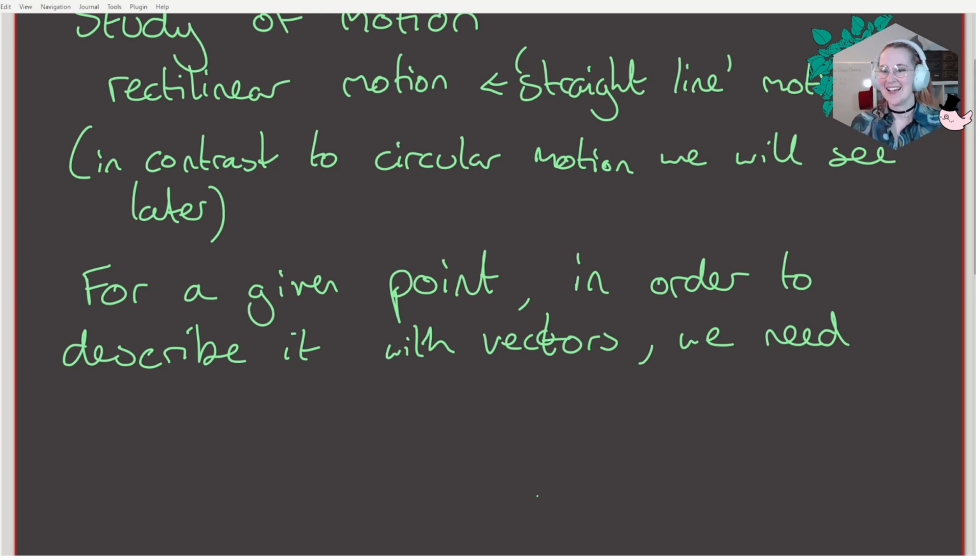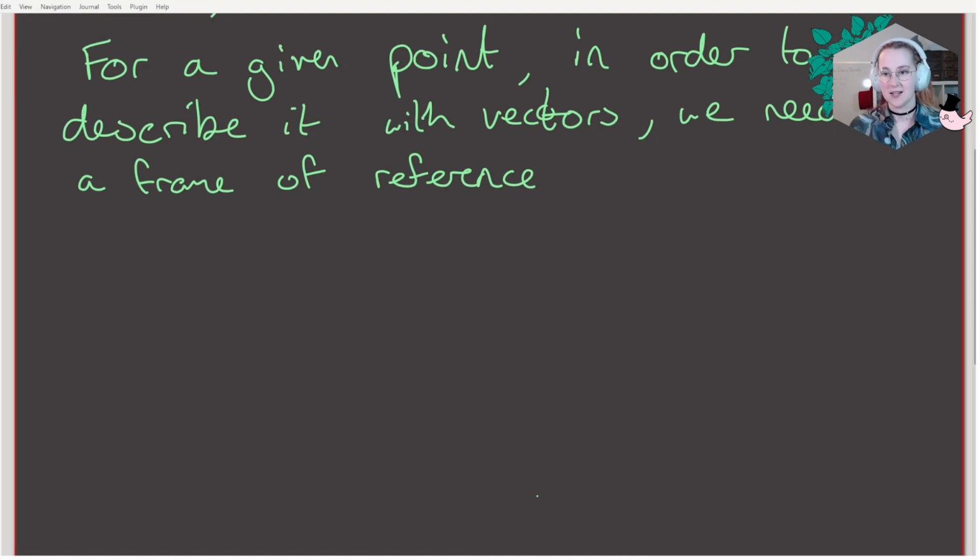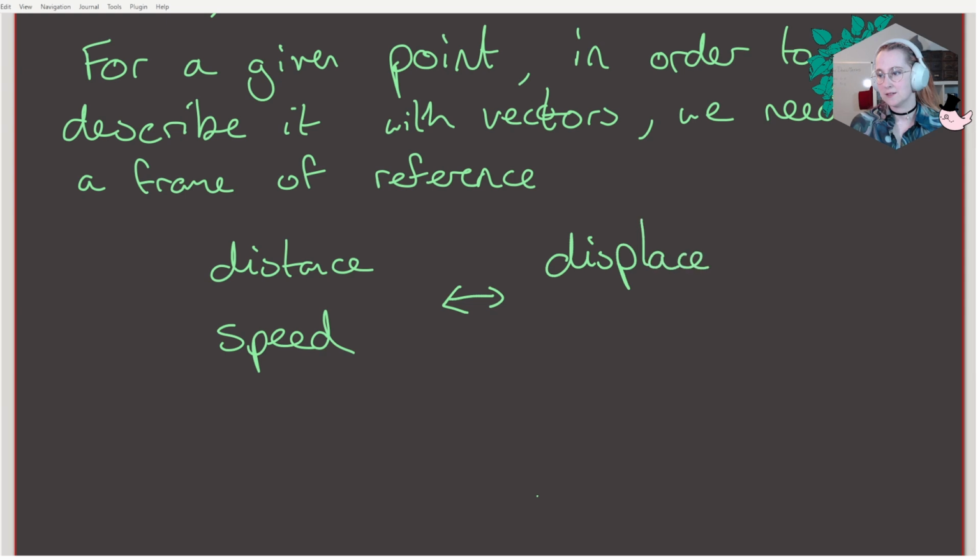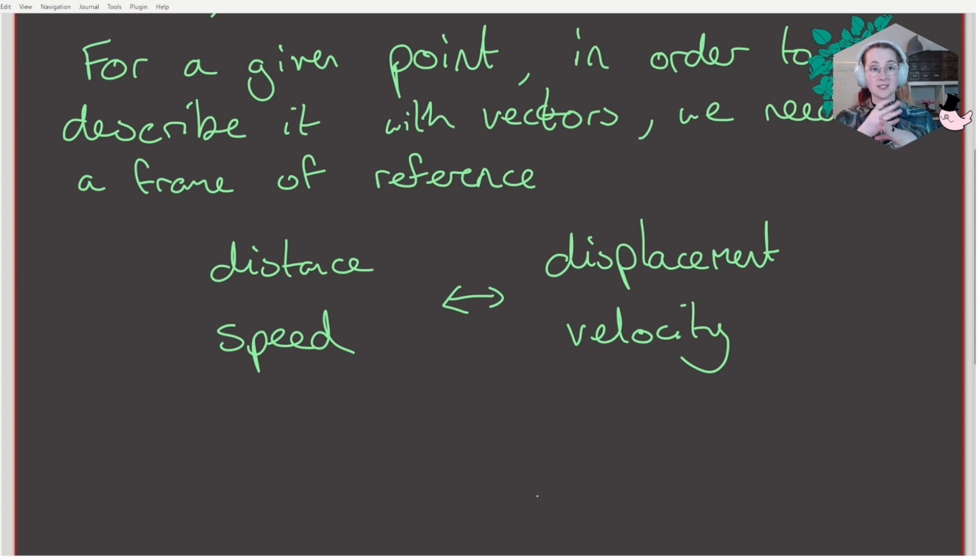Much appreciated. Yeah, but so for a given point, in order to describe it with vectors, we need a frame of reference. So remember how last time we had distance versus displacement and velocity. So displacement is distance away from a point, or distance with respect to a given origin or a given start point. Velocity then is the speed with respect to a distance. So it's the vector versions of things.